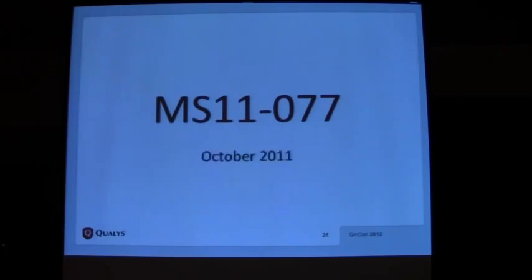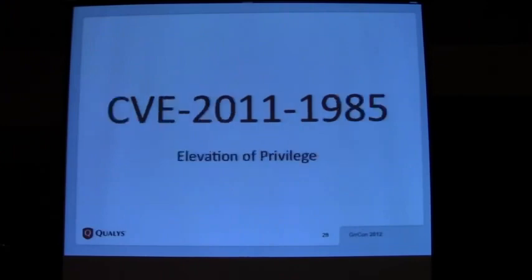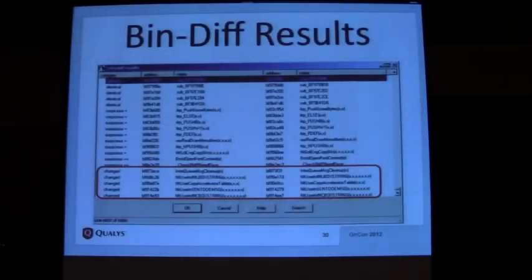MS11-077 was released last year in October 2011, and it fixed 4 vulnerabilities in the Windows kernel. Again, if you look at the advisory, vendors don't give out a lot of details. It just says that MS11-077 fixes a remote code and an elevation of privilege vulnerability because of unsanitized inputs. That is it. They don't give you a lot of details, like what parameter was not sanitized. So for this talk, we'll be concentrating on CVE-2011-1985, an elevation of privilege vulnerability, and this is what the results from turbodiff look like.